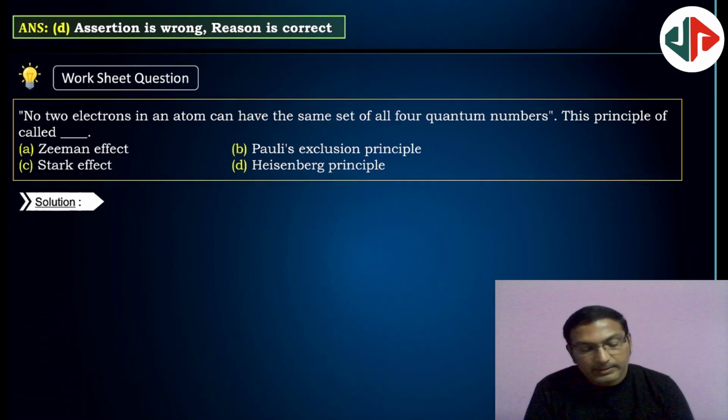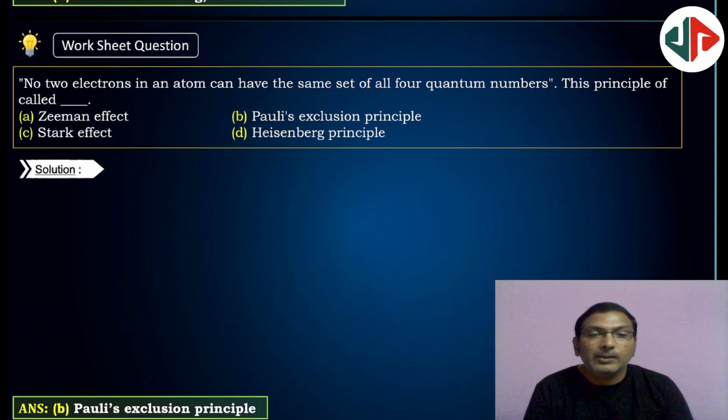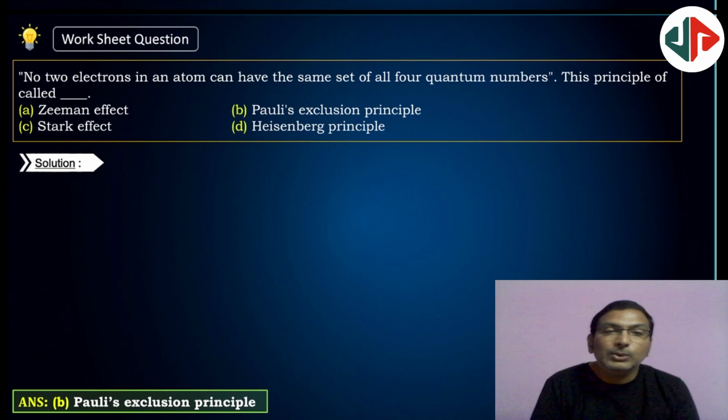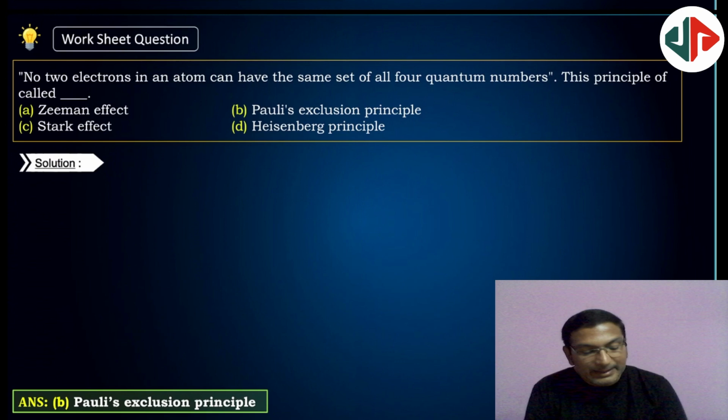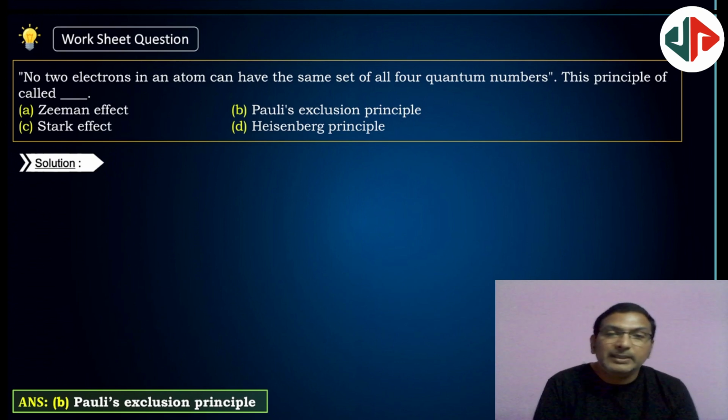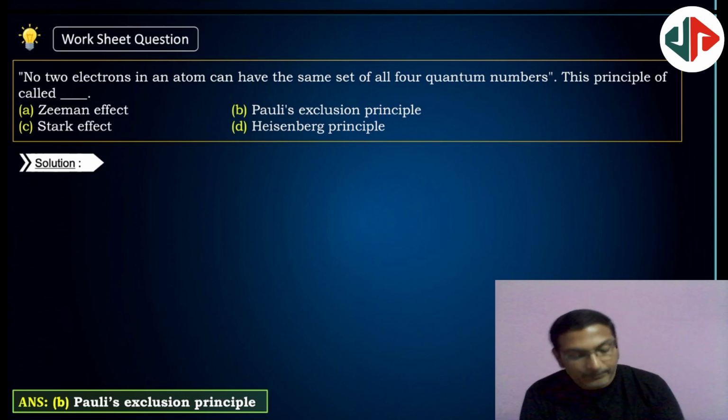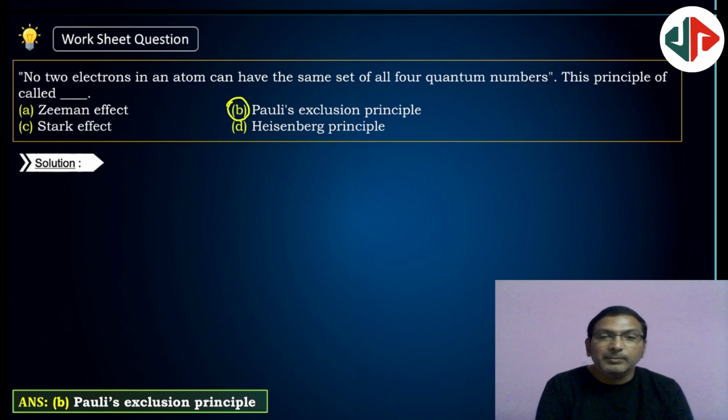Next one. This is also a simple statement only. No two electrons in an atom can have the same set of all the 4 quantum numbers. This is Pauli's exclusion principle. So what is the meaning of this statement? Any atomic orbital can accommodate a maximum of 2 electrons with opposite spins. Which is clearly Pauli's exclusion principle. This gives information about the maximum capacity of each atomic orbital.